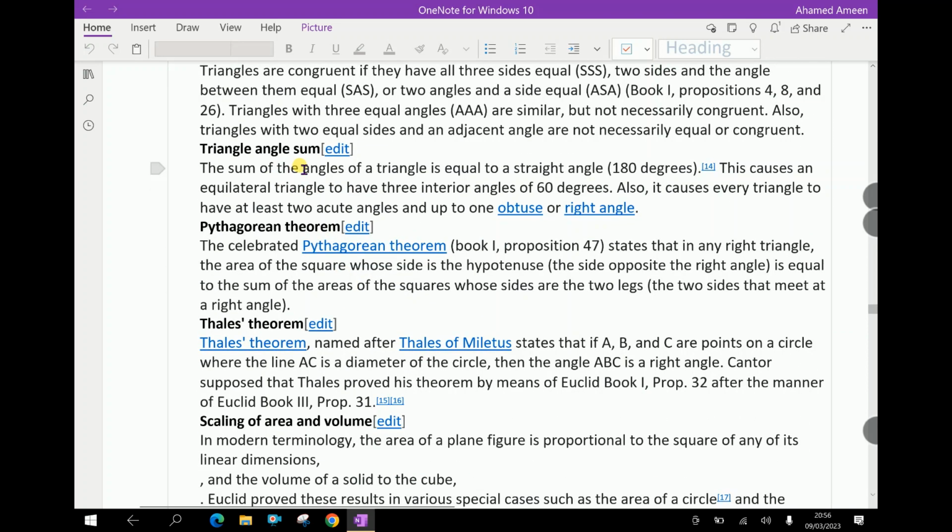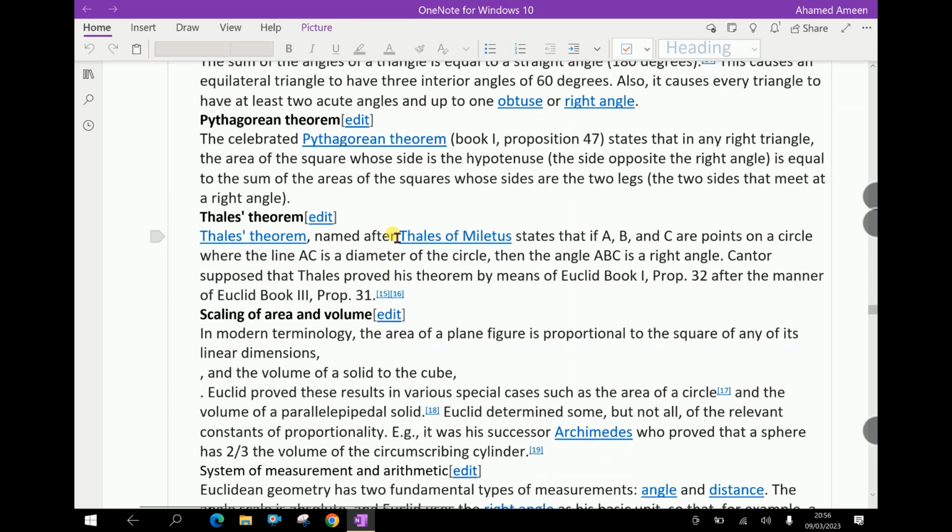Triangle angle sum. The sum of the angles of a triangle is equal to a straight angle, that is 180 degrees. This causes an equilateral triangle to have three interior angles of 60 degrees. Also, it causes every triangle to have at least two acute angles and up to one obtuse or right angle. Pythagorean theorem.